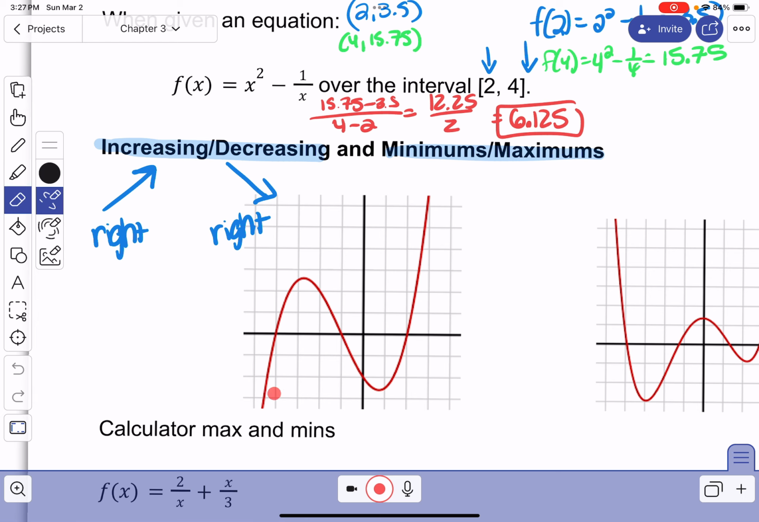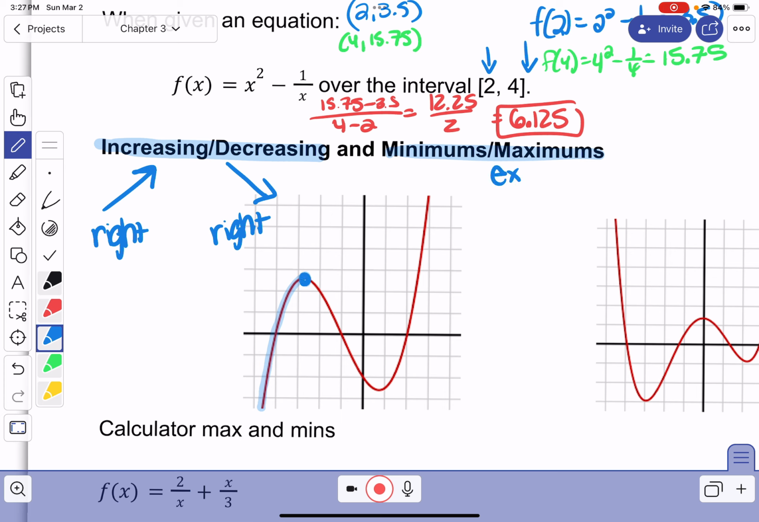So this piece of the graph right here is increasing until it gets to this point, which is a maximum. That maximum is called an extreme value. It's the highest point in an area. Then we decrease until we get to the minimum, which is the lowest point in the area. And then we increase again.